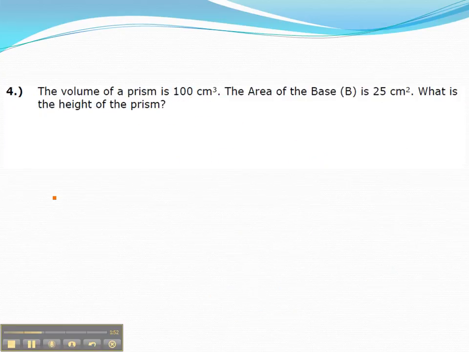Number 4, the volume of a prism is 100 centimeters cubed. The area of the base, big B, is 25 centimeters squared. What is the height of the prism? They don't tell us the shape of the prism, but we don't need the shape, because remember the volume formula for any prism is big B times H, area of the base times the height.